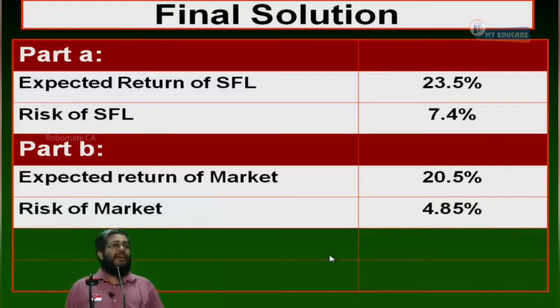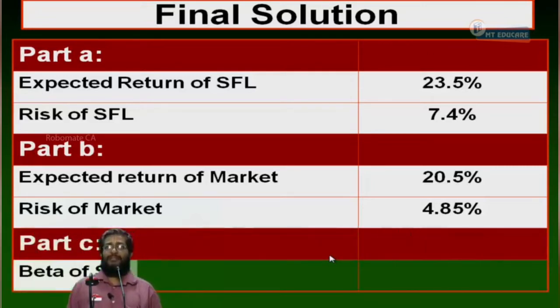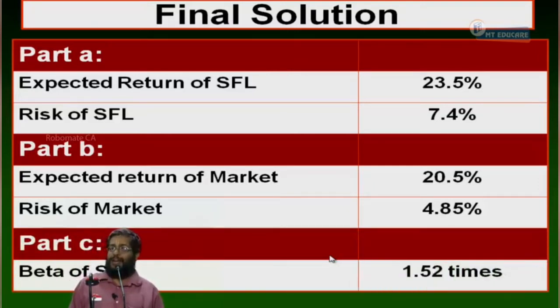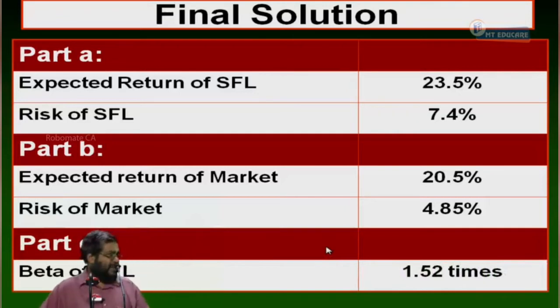Okay. I know about the security now. I know about what? Market. I should know them together, right or not? That is called as what? Beta. Part C is beta. How risky is the security compared to market? Yes, you are right. What is the beta? 1.52 times. Beta is equal to 1.52 times.